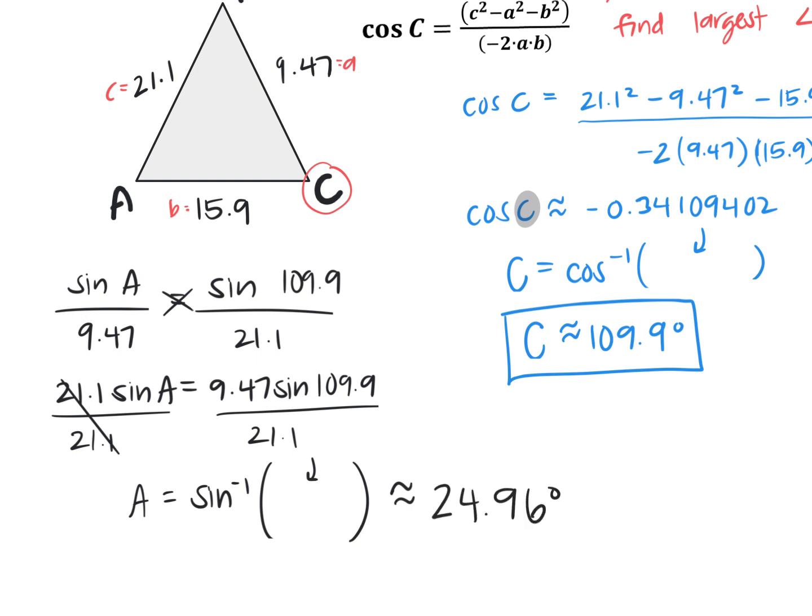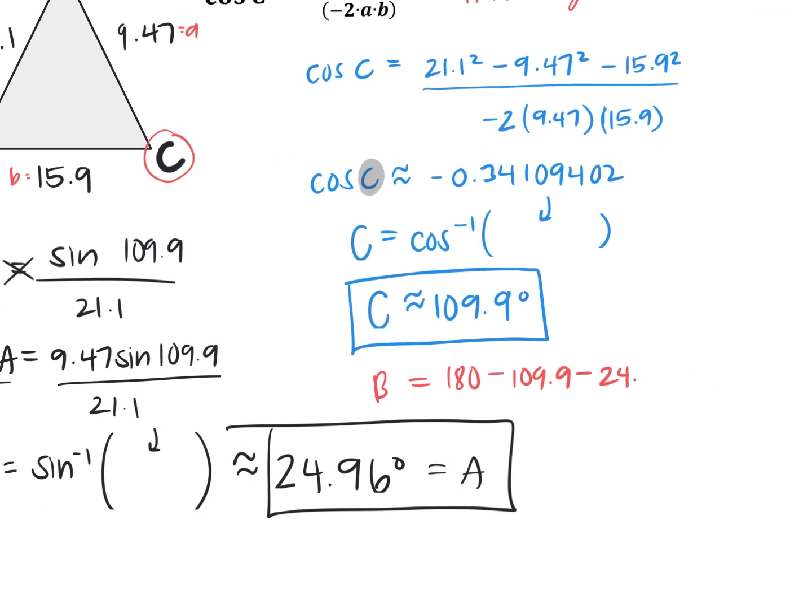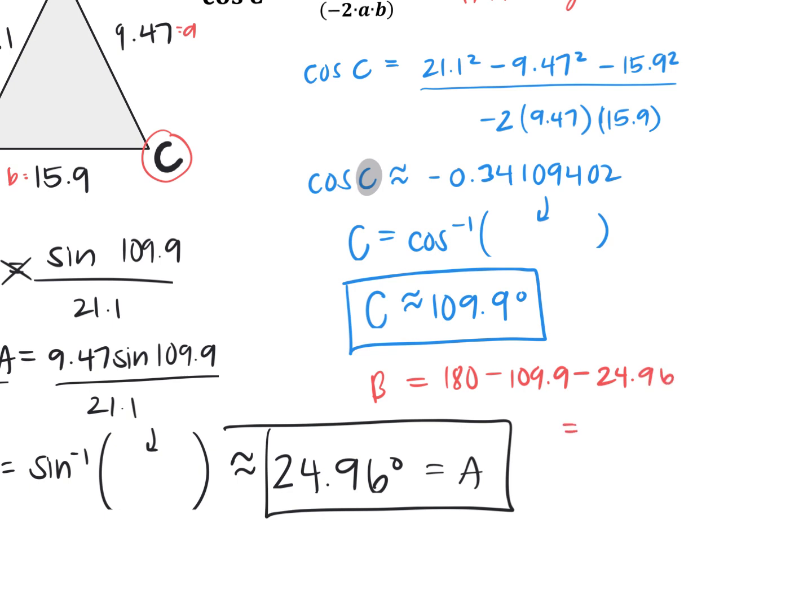24.96 degrees. So that's angle A. I know angle C. So if I want to find angle B, I take 180 and I subtract both of these things. And I get 45.14 degrees.